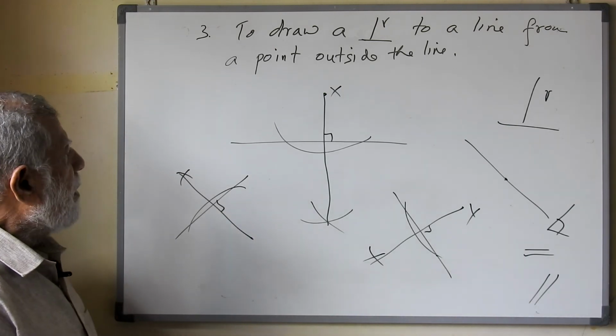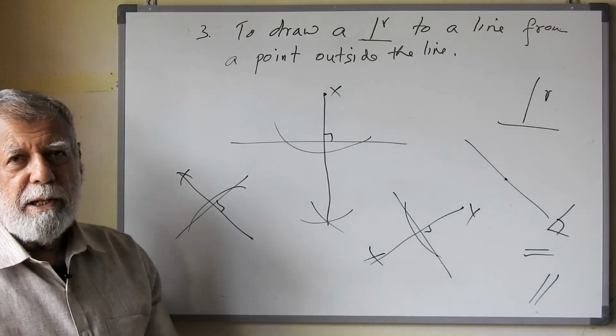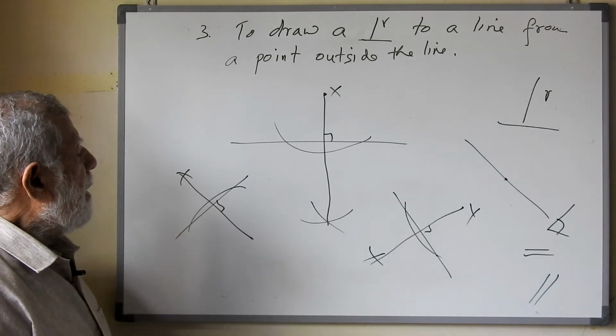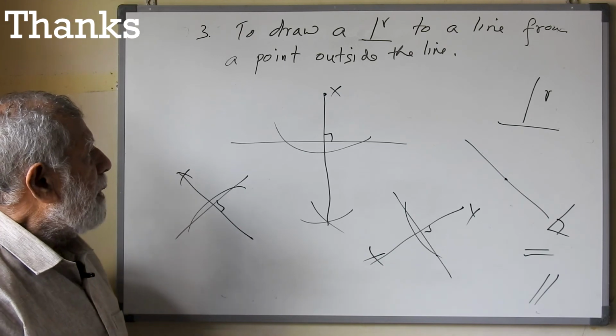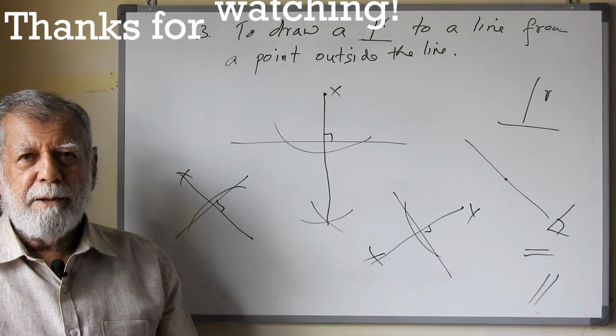So now we have done 3 constructions, that is the perpendicular bisector of a line, how to bisect an angle, and how to draw a perpendicular to a line from a point outside. I hope you practice these 3 exercises and become thorough with them.